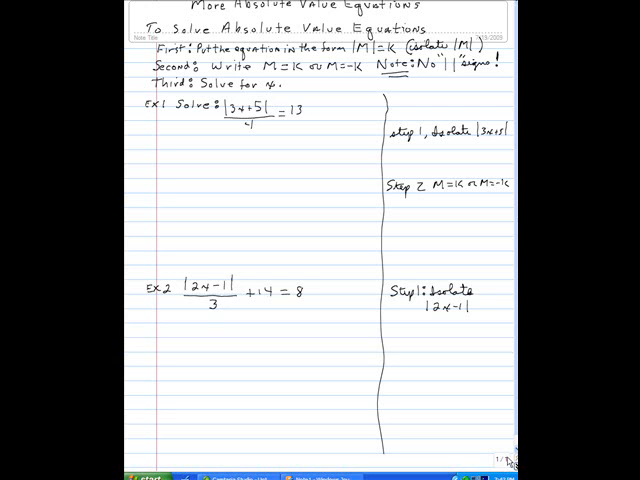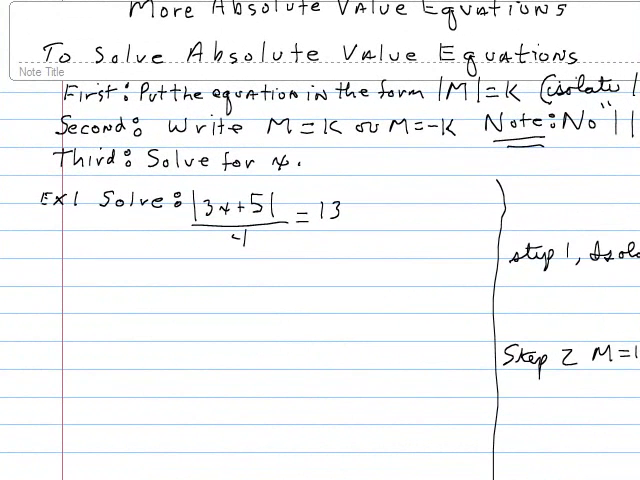First, put the equation in the form the absolute value of m is equal to k. The only thing on the left is the absolute value. This won't work if there's anything else on the left. Second, write it in the form m equals k or m equals negative k. Note, the absolute value is gone from the m in step 2. Don't keep putting absolute values. Step 2 gets rid of the absolute values. And then finally solve for x.